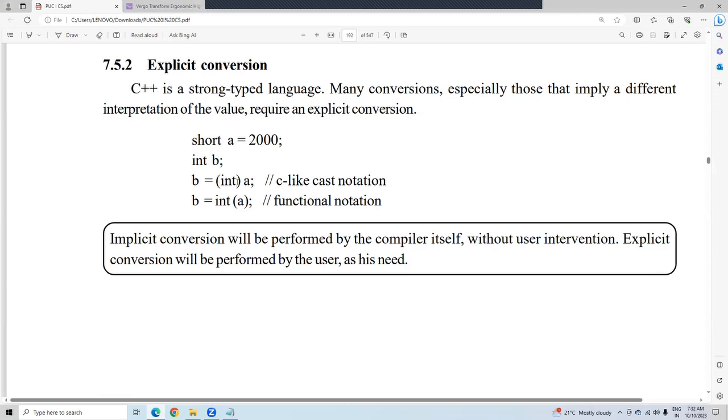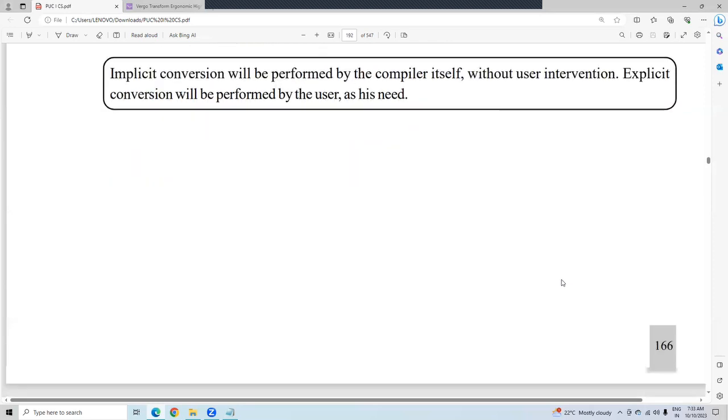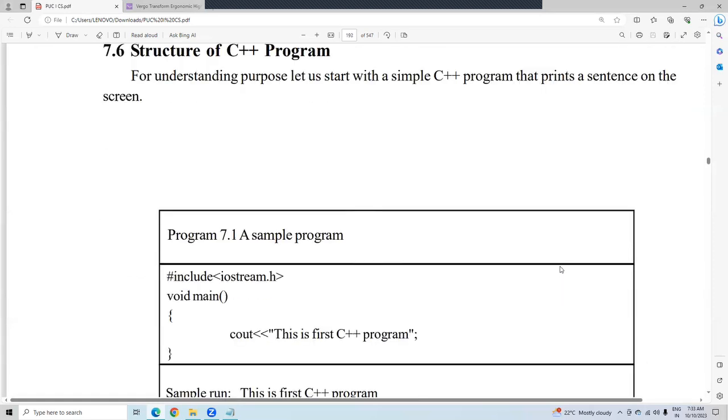If I write the data type to which this a has to be converted inside the parentheses, it is a C style explicit conversion. The same int is written outside the bracket and the value to be converted is inside the parentheses. This method is what? It is C++ style. That is what we call functional notation. Implicit conversions will be performed by the compiler itself without user intervention, whereas explicit conversions will be performed by the user itself.